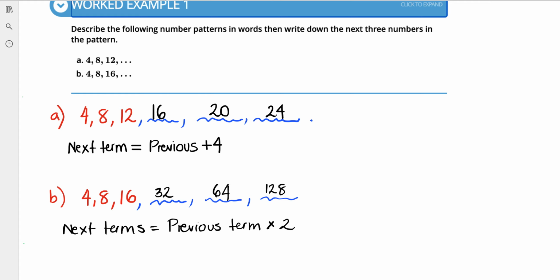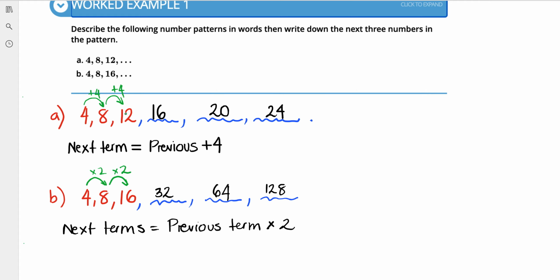Okay, this is not part of the question, but I want you to see something. In this one, what is happening is that I'm adding 4. Agree? So I'm adding 4, adding 4 again. And here I'm timesing by 2, and here I'm timesing by 2.